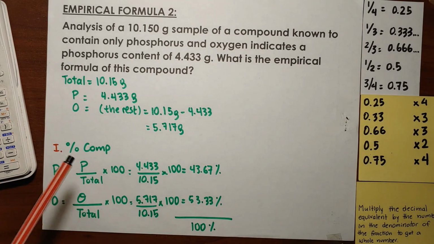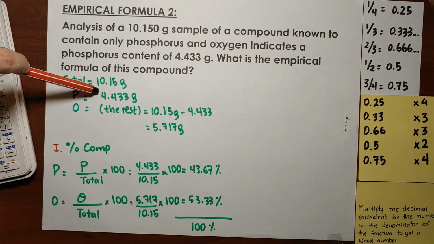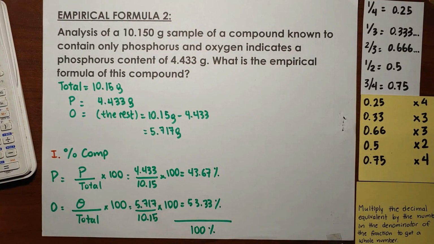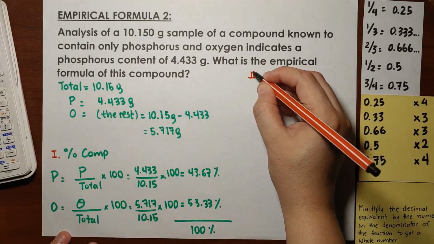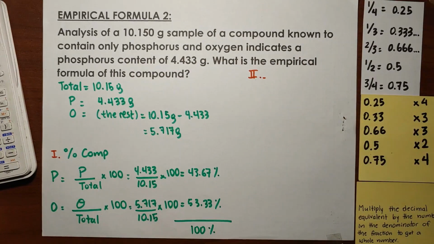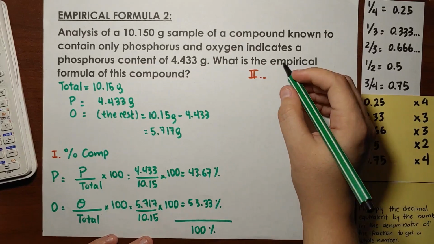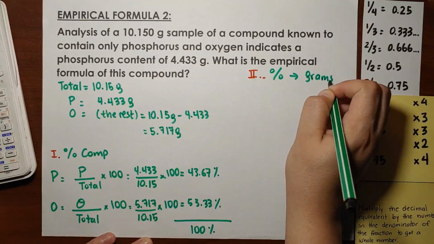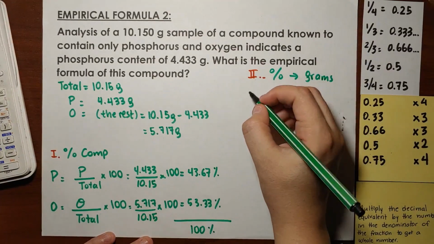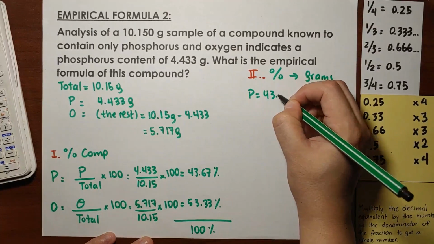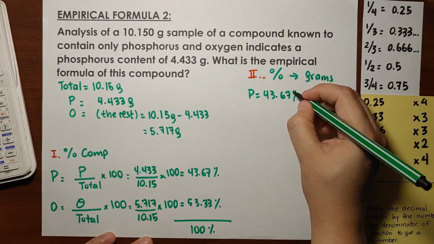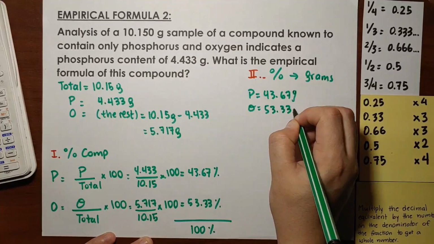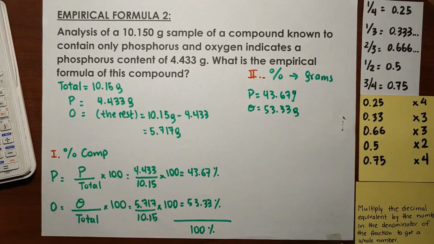Now, we got here from grams to percentage composition. Now it's our turn to get the grams in a sample of 100 grams. Okay, now from percentage to grams. So for phosphorus, I'm gonna have 43.67 grams, and for oxygen I'm gonna have 53.33 grams.